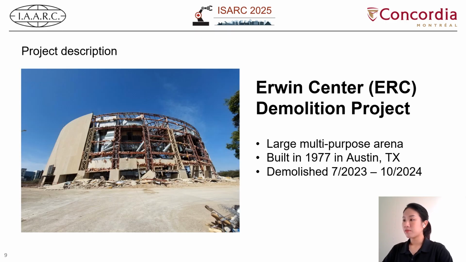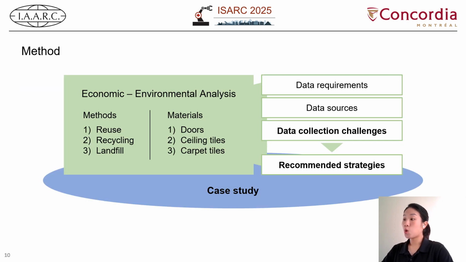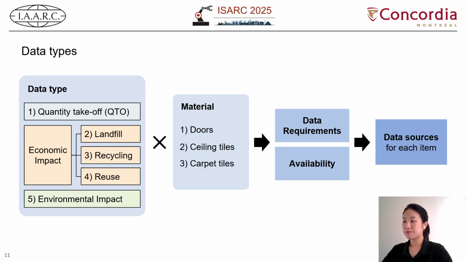as a case study. The case study project is the Urban Center Demolition Project. ERC is a large arena located on the UT Austin campus in Texas, originally built in 1977 and demolished from 2023 to 2024. In order to explore data collection challenges and accordingly recommend strategies, we first identified the data requirements for economic and environmental analysis for three waste diversion methods of three materials, namely doors, ceiling tiles, and carpet tiles.